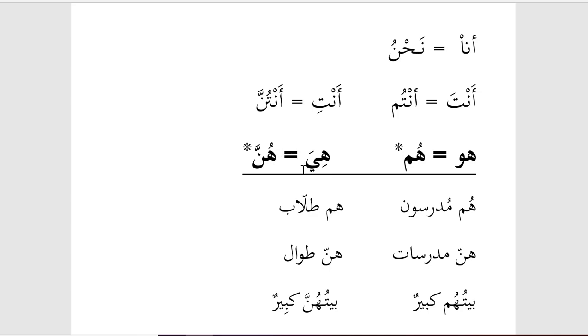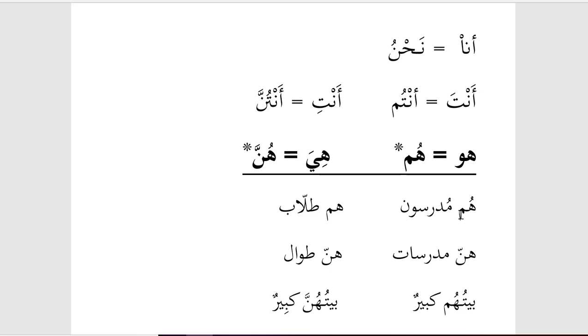Now you'll also notice that I've placed an asterisk behind hum and hunna. The reason for that is because this is going to be one of the easier pronouns to learn, because if it's a subject or it's an object, it stays exactly the same. There's no change to it. Antum is going to change, antunna is going to change, nahnu is going to change. But hum and hunna do not change. And you'll see some examples of this below.